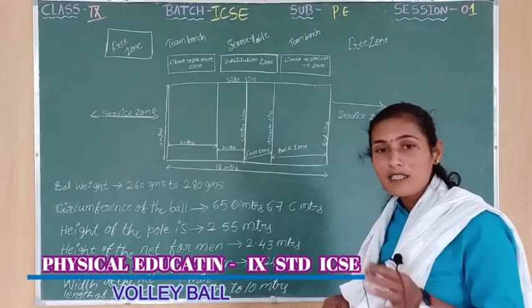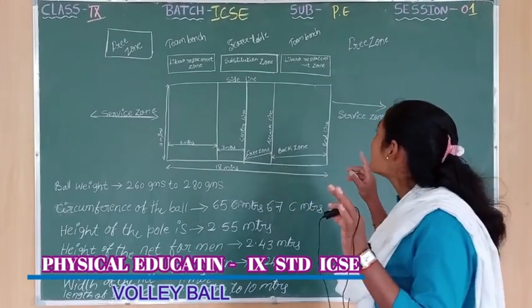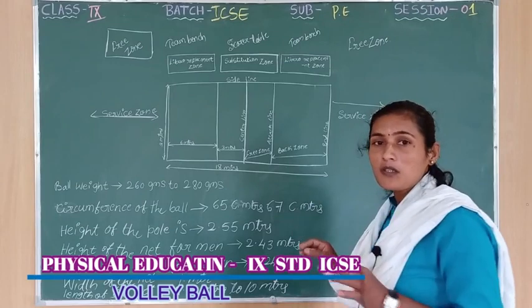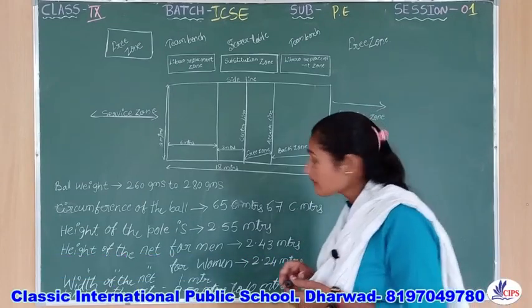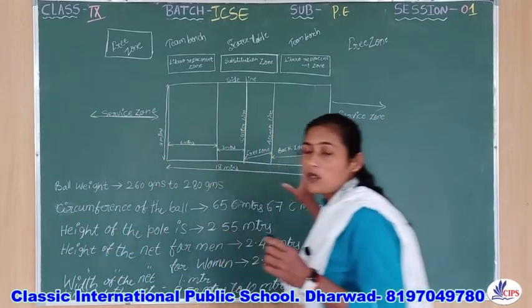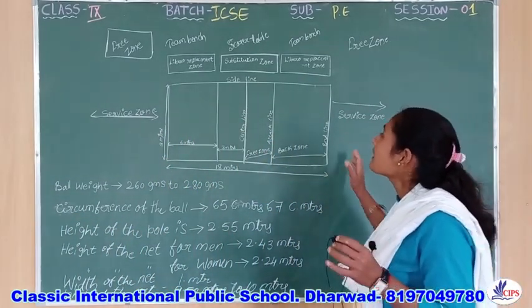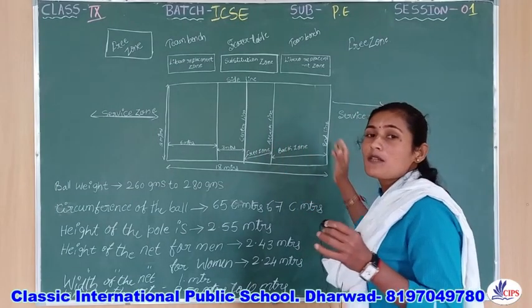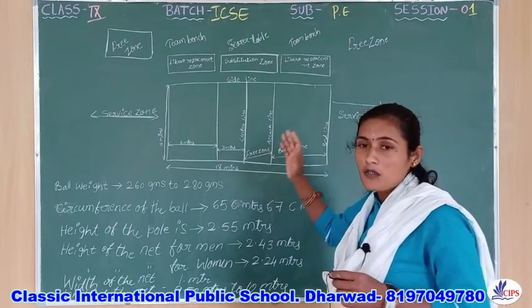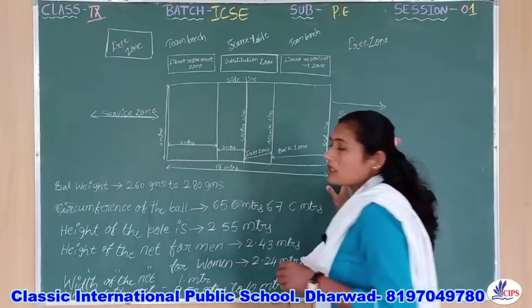Then what is volleyball? We'll see. Then the measurement of the ground, the volleyball court. Now this is the volleyball court. The shape of the court is rectangular. Then many lines are there in this court. We'll see the lines of the court. This is called the volleyball court.